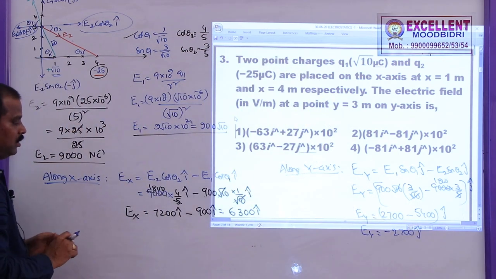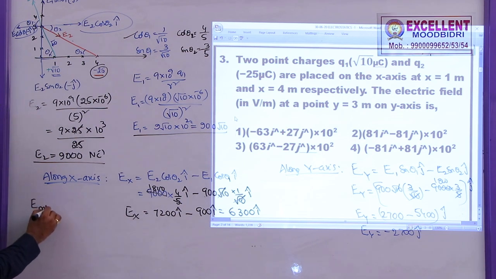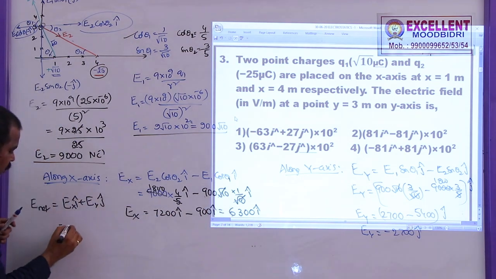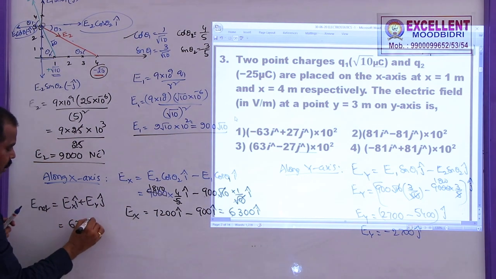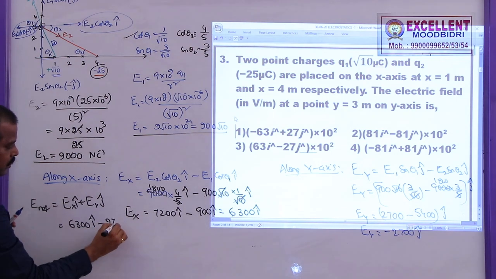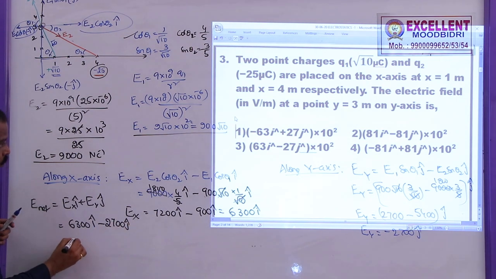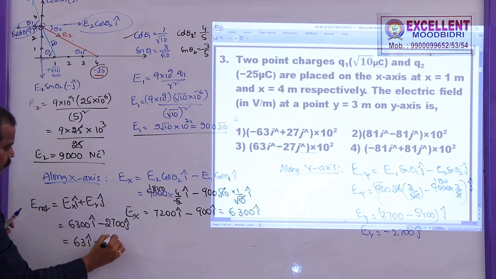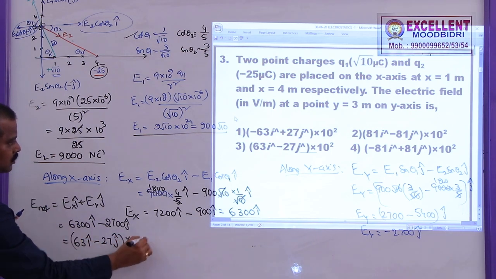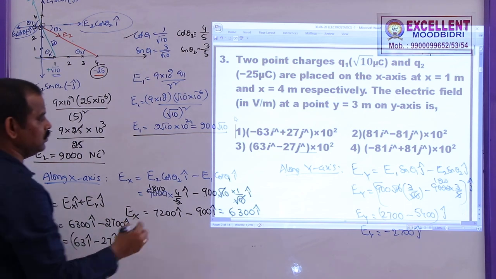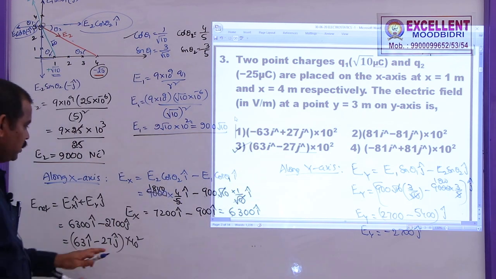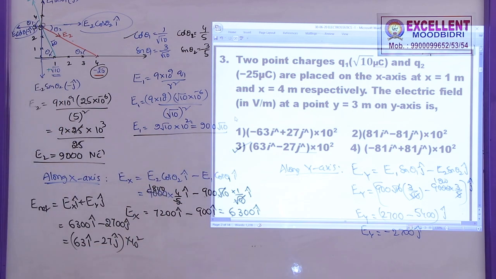Now the net electric field at this point P is given by Ex plus Ey, that is Ex i cap plus Ey j cap. What is the Ex value? Here I got it: 6300 i cap minus 2700 j cap, which can also be written as 63 i cap minus 27 j cap into 10 square. So this matches option 3, 63 i cap minus 27 j cap. Option 3 is correct.